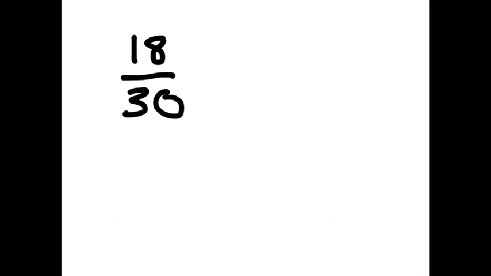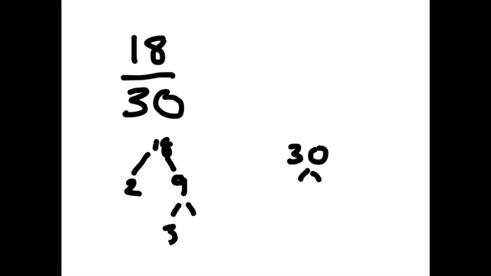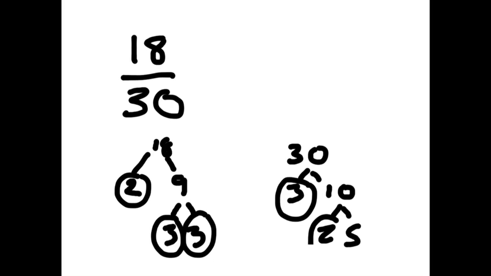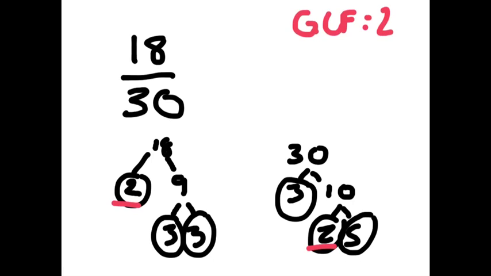One last one, 18 out of 30. So I make my factor tree for 18 and a factor tree for 30. 18 is 2 times 9. 9 is 3 times 3. 30 is 3 times 10, and 10 is 2 times 5. So we can see that there's a 2 in both of them. So the GCF equals 2. And there's a 3 in both of them, times 3.